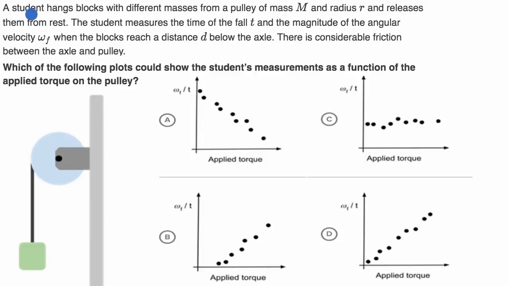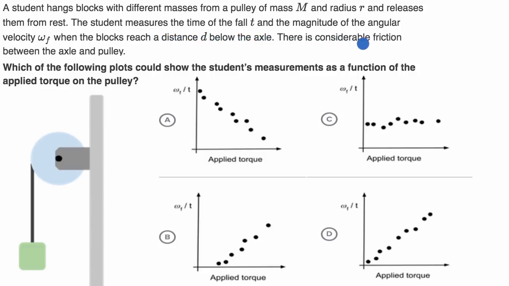We are told a student hangs blocks with different masses from a pulley of mass m and radius r and releases them from rest. The student measures the time of the fall t and the magnitude of the angular velocity omega sub f when the block reaches a distance d below the axle.